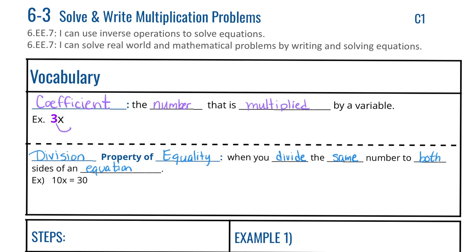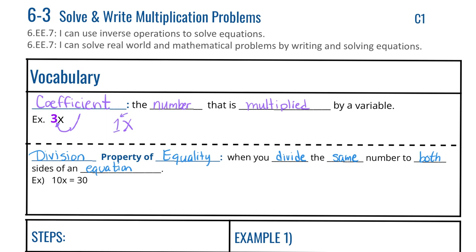Okay, we've talked about coefficient before, right? It's the number before the variable. So this is the coefficient, okay? If it was just x, right, the coefficient would be 1. So this would be an invisible 1 as the coefficient.